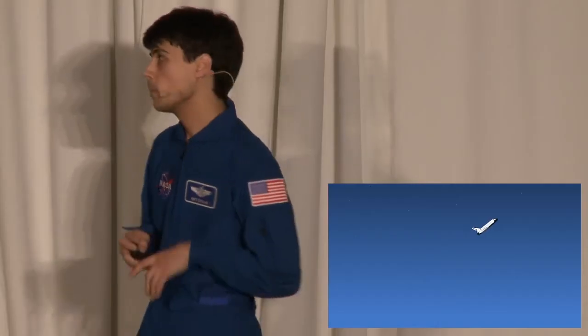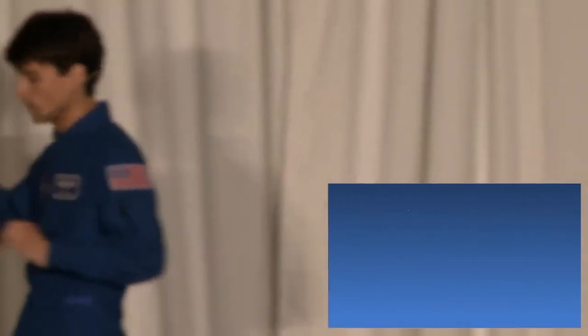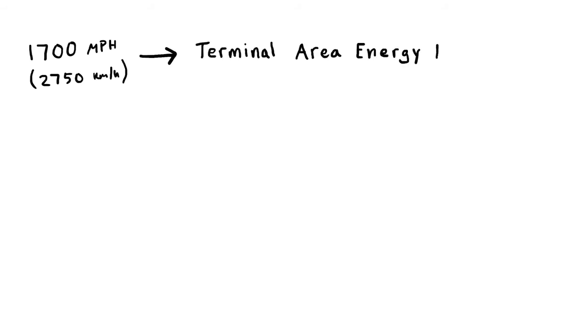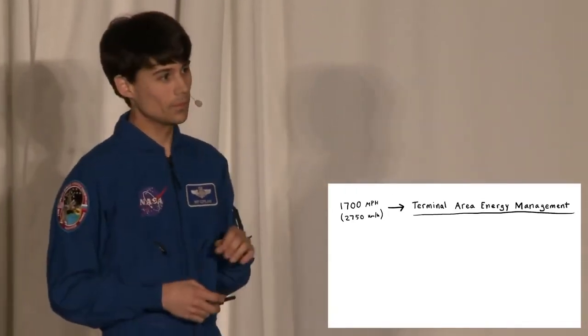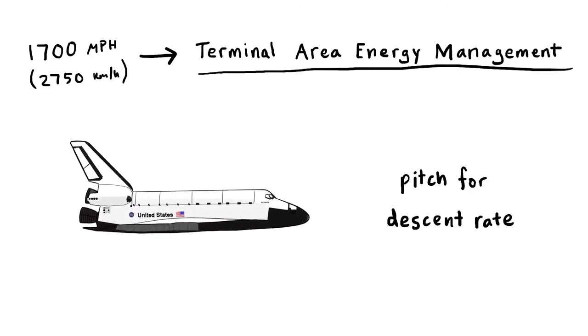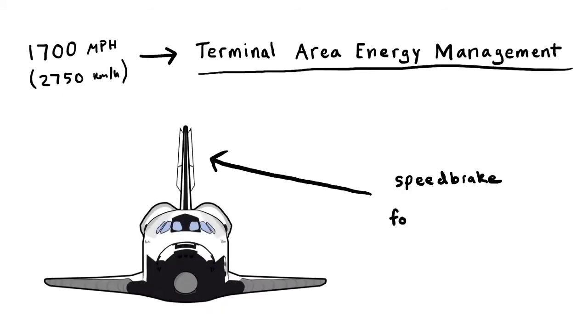Now, as we slow down, we get less of this plasma, and we have less heat, so we're less concerned about melting. But we get more and more concerned with just falling out of the air. We really need to transition from spaceship to airplane. So at 8,000 miles an hour, we start bringing the nose down, lowering our angle of attack. Then at 1,700 miles an hour, we switch into a completely different guidance mode called terminal area energy management, or TAEM. Now we're flying like an airplane, a really bad airplane. We have no engines, but we sort of function like an airplane. We pitch to control our descent rate, we bank to turn, and we've also got this speed brake thing that can open and close to help us control our airspeed.